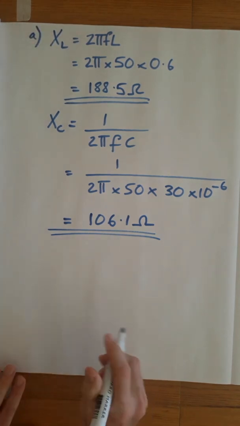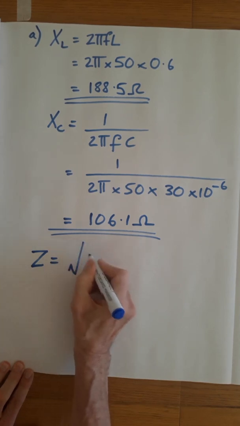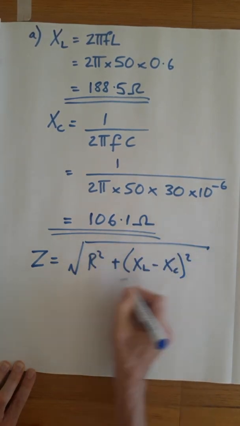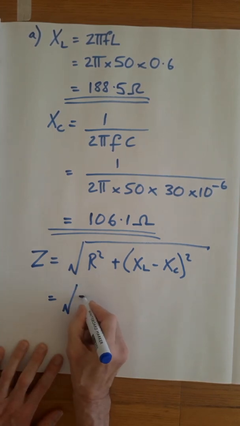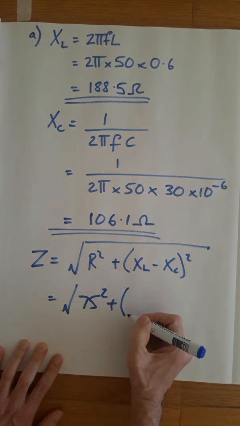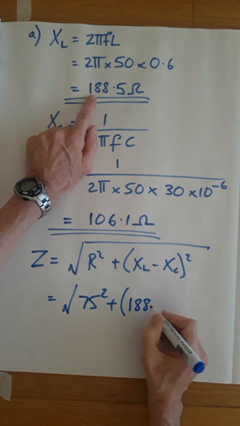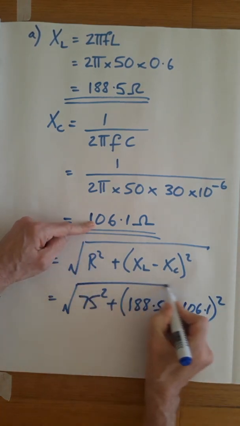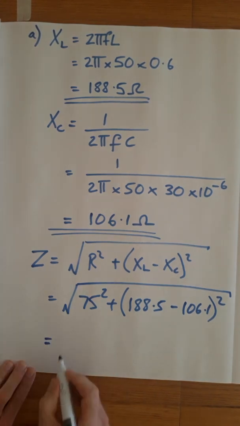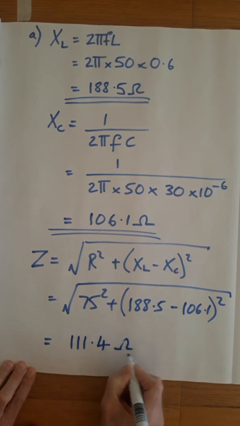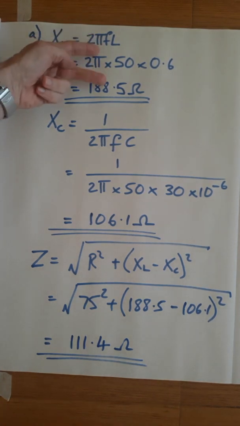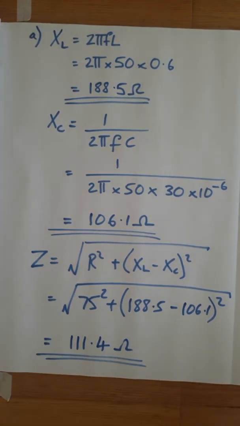So now that we have the two X's, we can find Z, which was what the question asked for. Square root of R squared plus XL minus XC squared. Put your numbers in. The resistor was 75, and then XL was 188, XC was 106. And if you put that in the calculator, we'll hopefully get 111 ohms. Okay, so we now have the individual reactances and we have the circuit impedance. With the circuit impedance, we can now find the circuit current.